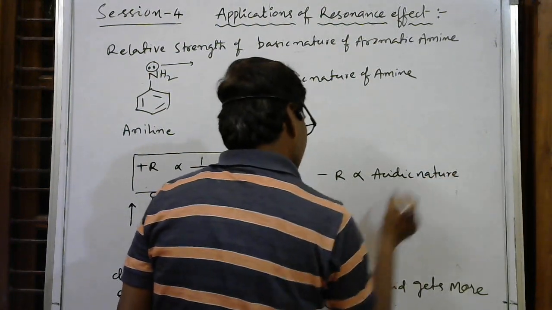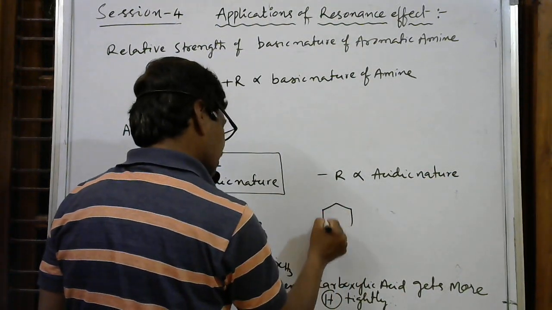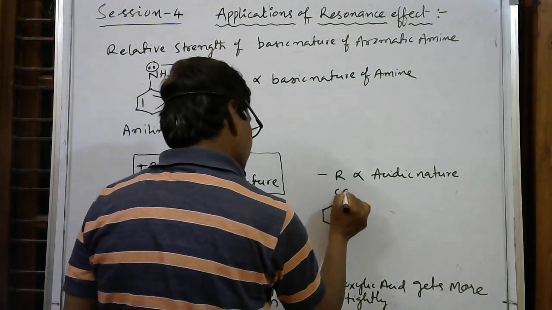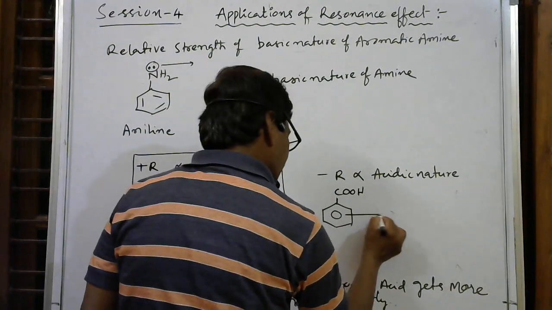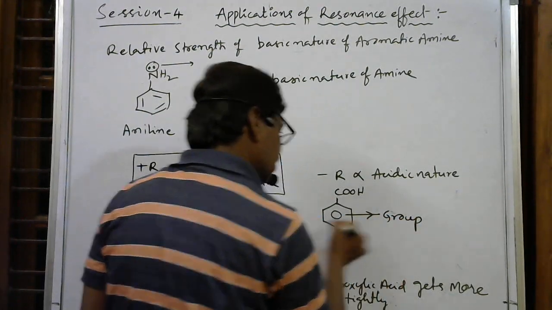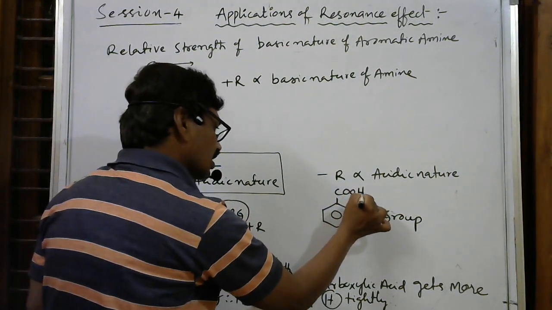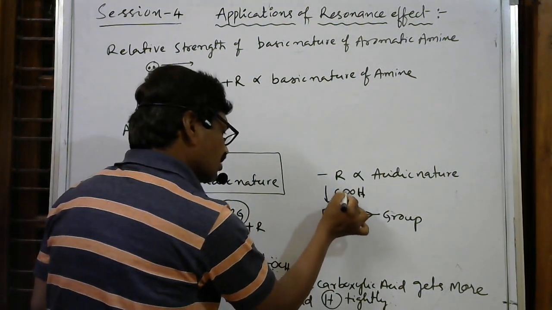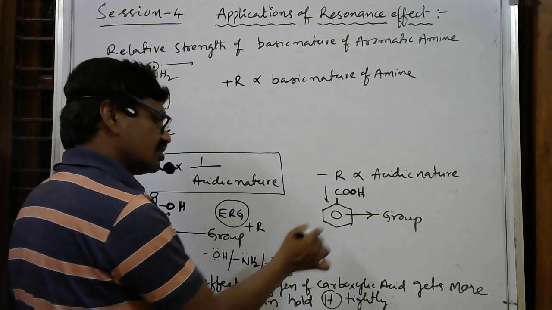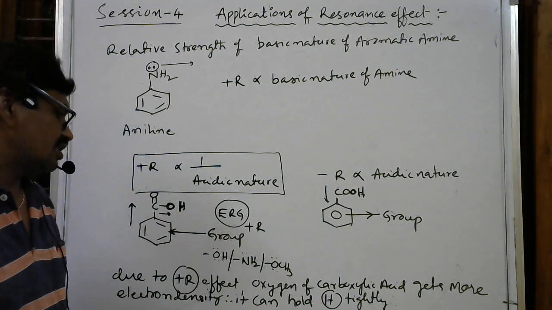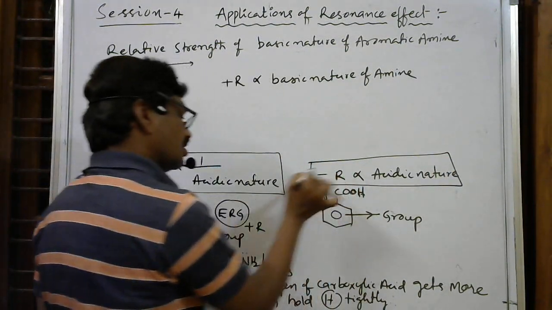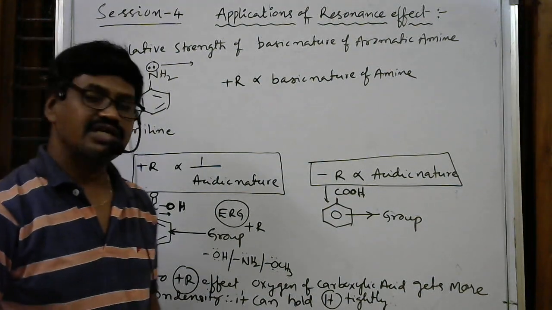Acidic nature. Here I have given an explanation about the nitro group. Here I have taken benzoic acid. Whenever electrons are moving from the benzene ring to the group, electrons are shifted from this carboxylic acid framework to the benzene ring, so that this oxygen gets less electron density, so that acidic nature decreases. That means we can follow this: we can expect plus minus R is directly proportional to acidic nature.